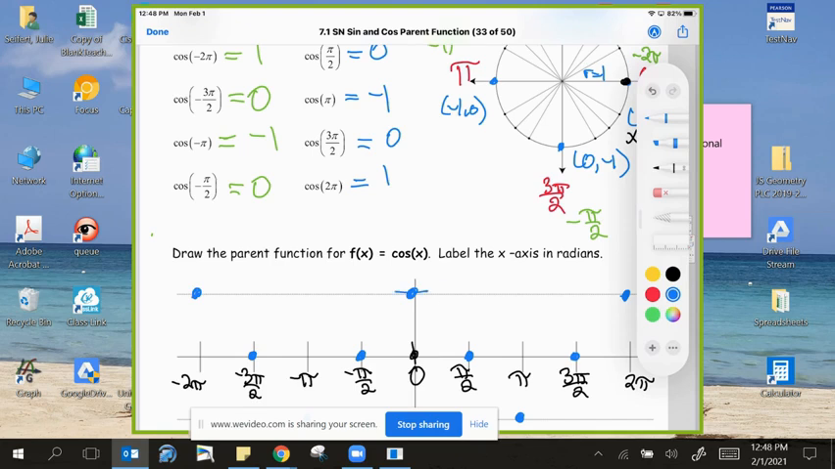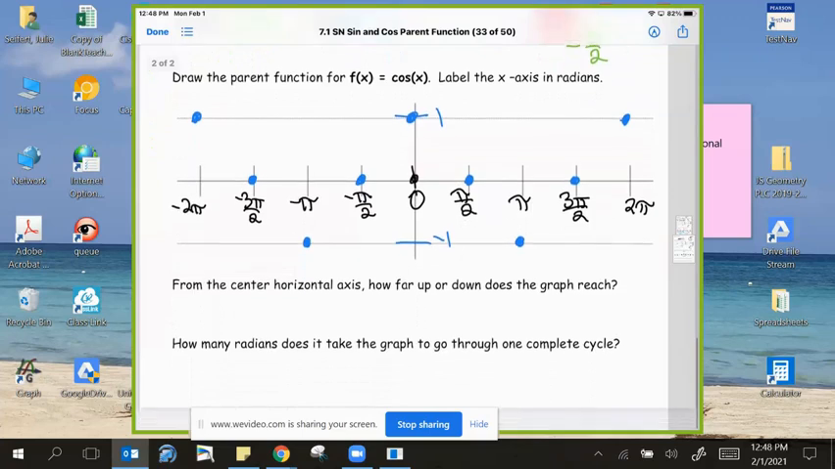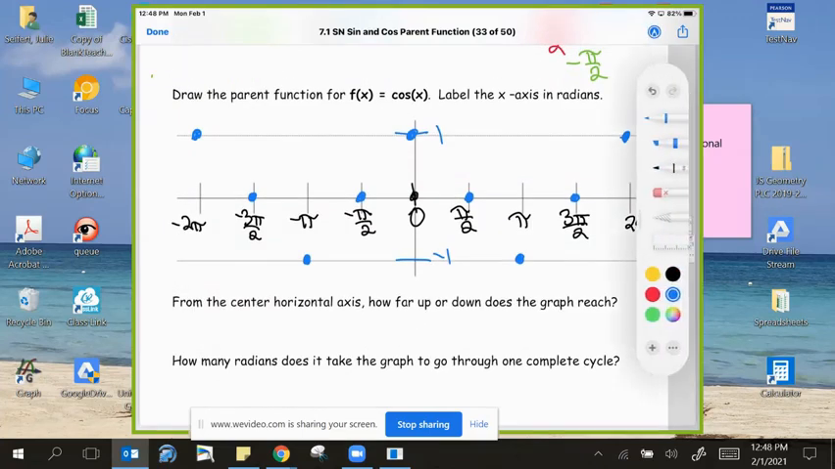So again, on the y-axis, we have 1 and negative 1. And here's our graph. Again, just like sine, it curves. It's not a zigzag. Do not connect it with V's or W's. And it doesn't actually end. It does keep going. And here we've got 2 cycles.